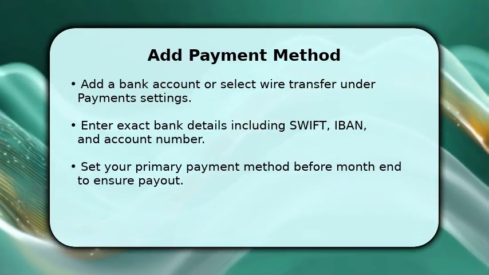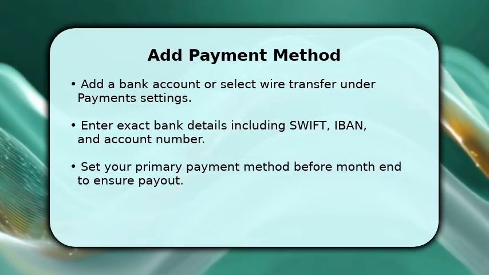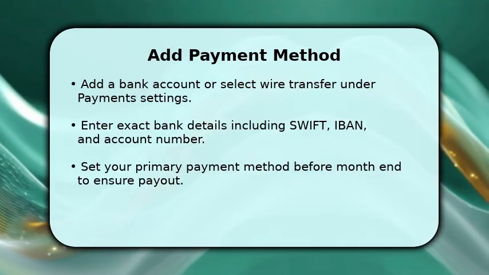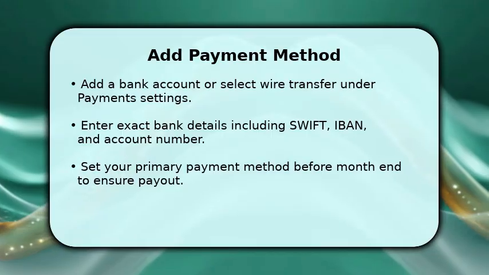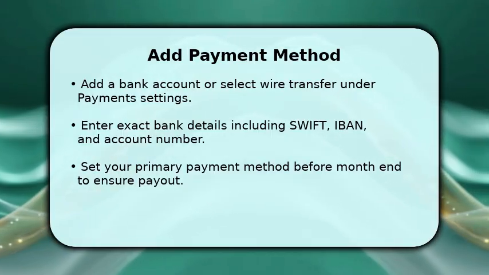Set your currency and make the bank account primary before the end of the month to qualify for the next scheduled payment. Save and confirm a small test deposit if Google requires verification of the bank.